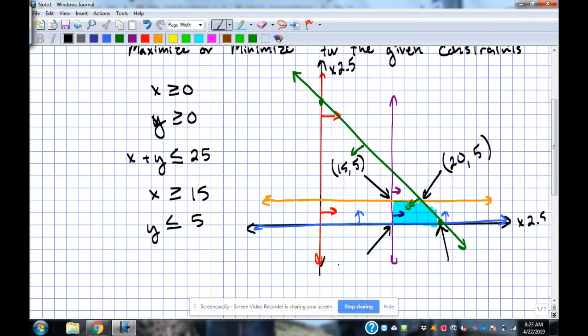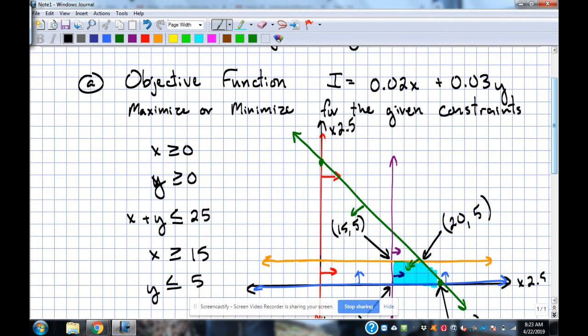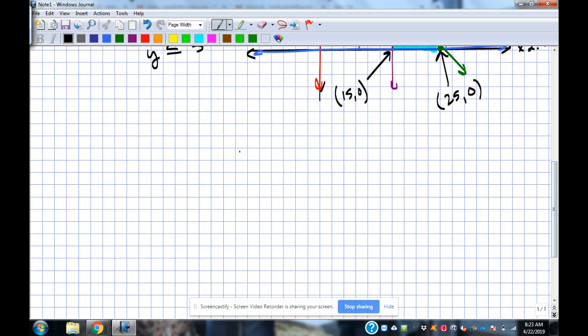We also need this one, which is fairly easy, 15, 0. And then this one, we know that point is 25, 0. So we have those 4 ordered pairs, and we want to test them in our objective function that we got up here at the beginning. So what we're going to do is just plug those in as x and y in our objective function. It was I is equal to 0.02x plus 0.03y.